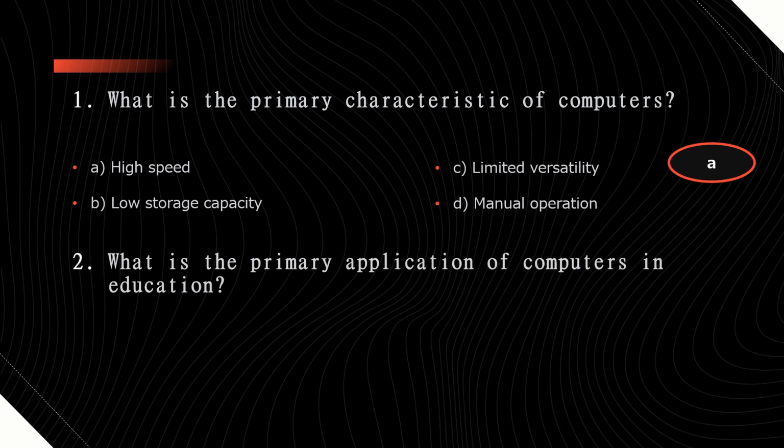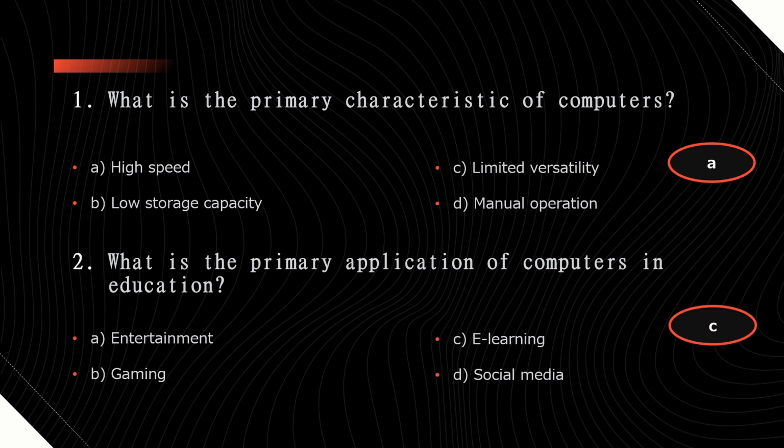What is the primary application of computers in education? Options: A. Entertainment, B. Gaming, C. E-learning, D. Social media. Answer: C. E-learning. Computers are widely used in education for e-learning, which includes online courses, virtual classrooms, and educational resources accessible over the internet.